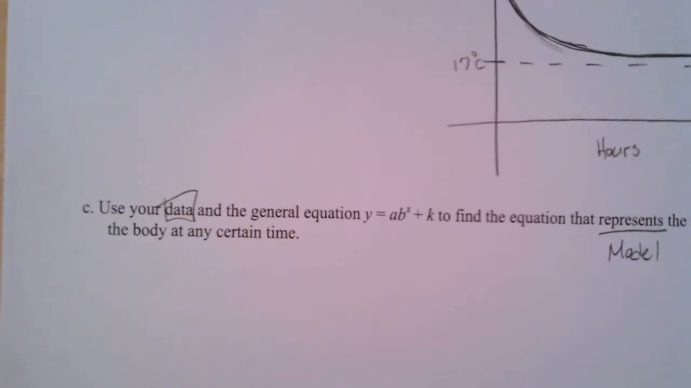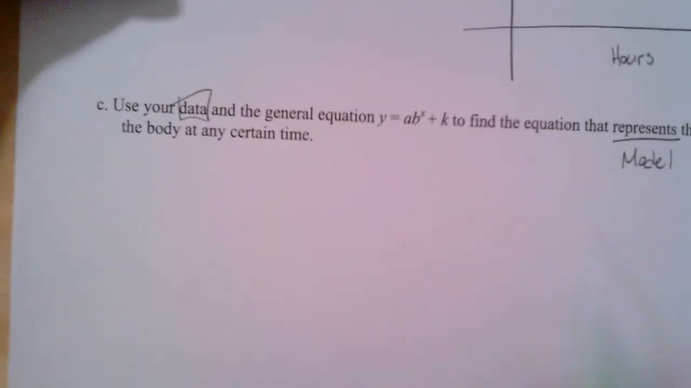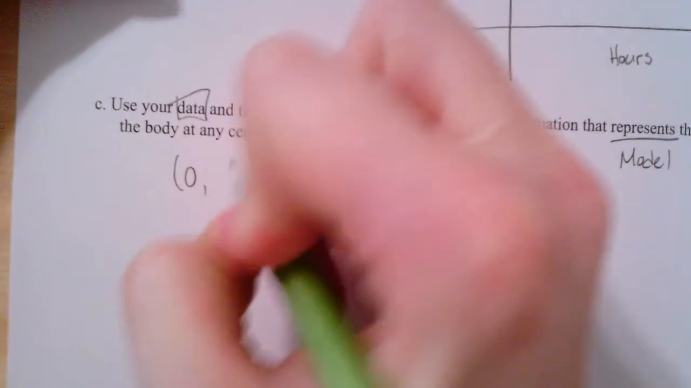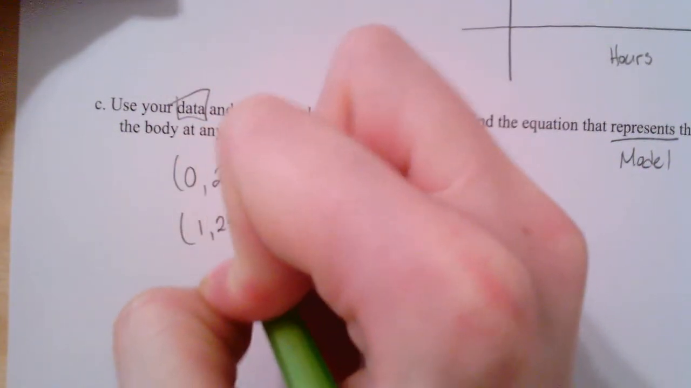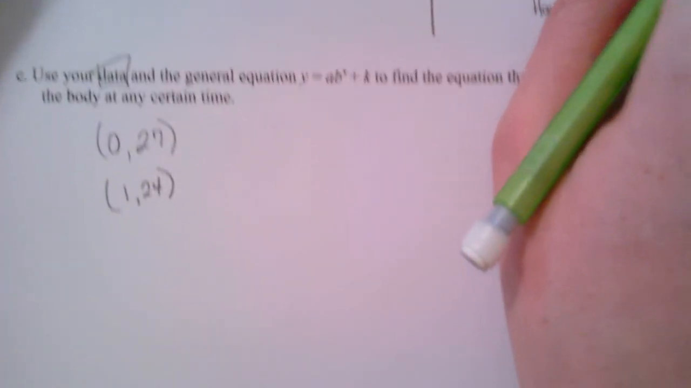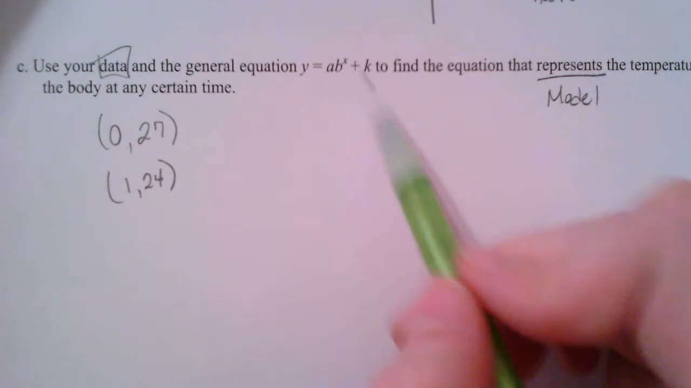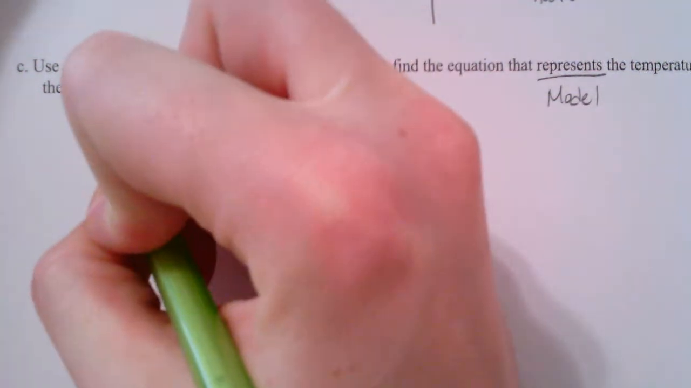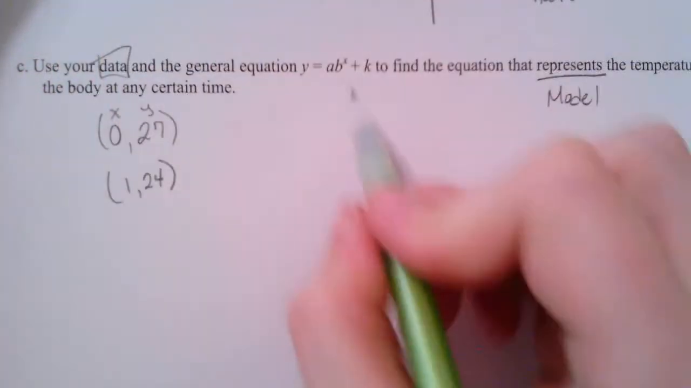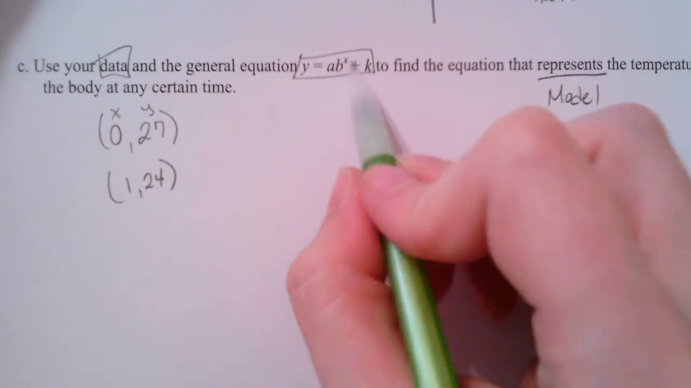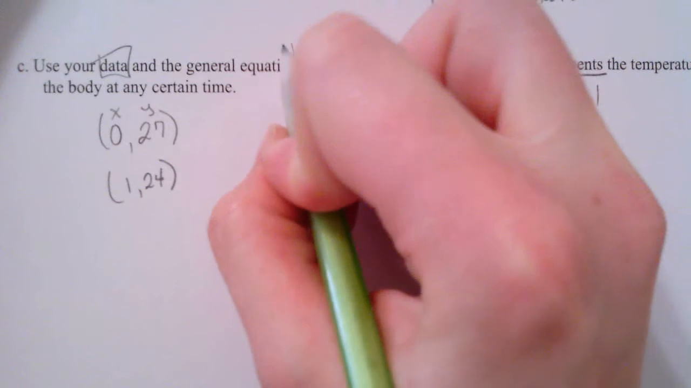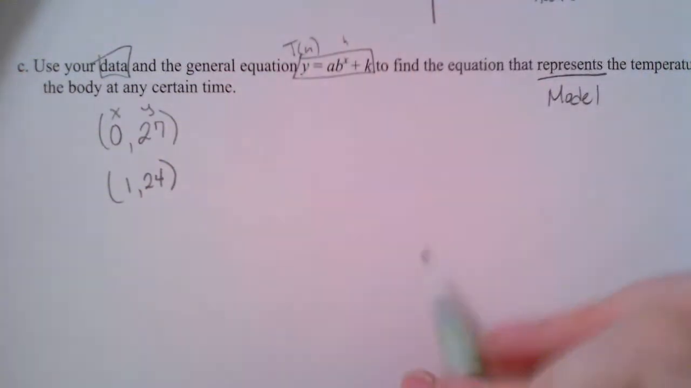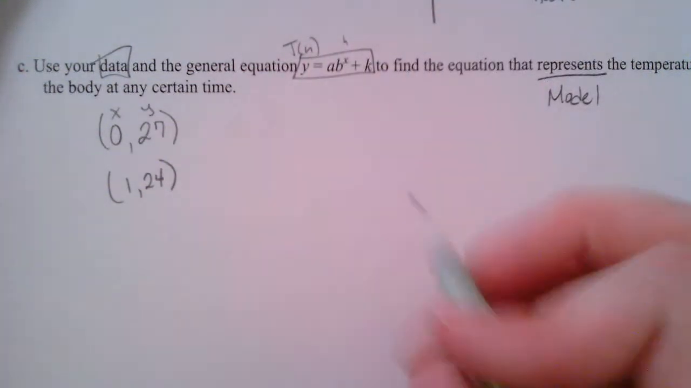So now let's go back to our problem. The data are these 2 points, (0, 27) and (1, 24). If you recall from one of our previous lessons how to solve this equation, I'm going to use these values as x, y, if I'm using this equation. You could also just call this h and t of h. It's up to you, just how you want to label it.